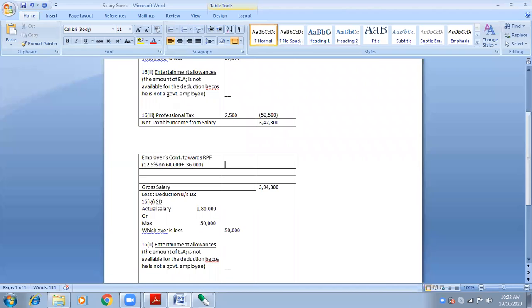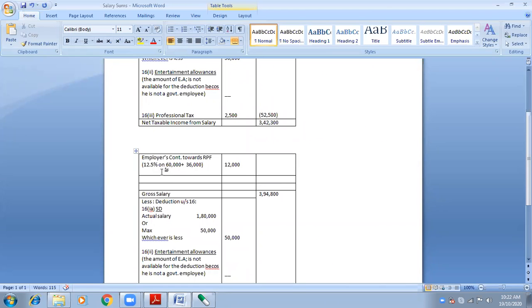12.5 percentage on 96,000 would be 12,000. Are you sure it is 12,000? Did you calculate 12.5 percentage? Yes, ma'am. Then it's okay. Now come to the next line. First, look here. I'll give you time to note down.